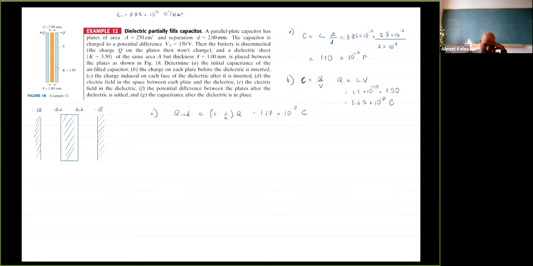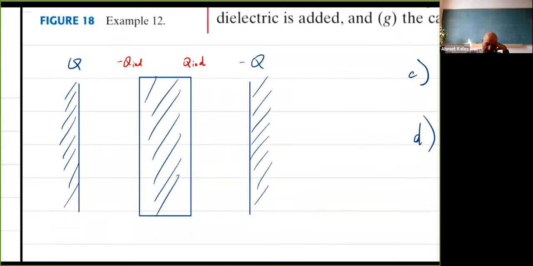Next, the electric field in the space between each plate and the dielectric. All right, how about this question? I want to ask it to you. It's asking you the electric field in the space between the dielectric and the face of the capacitor. What is this?